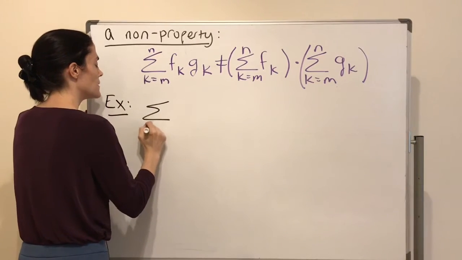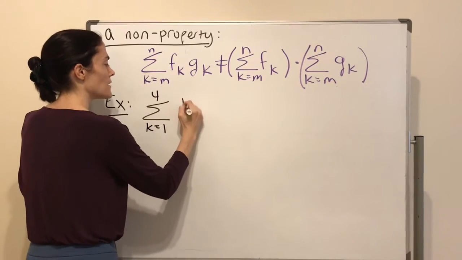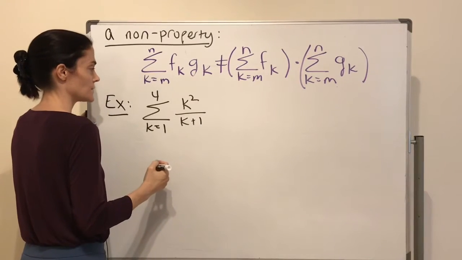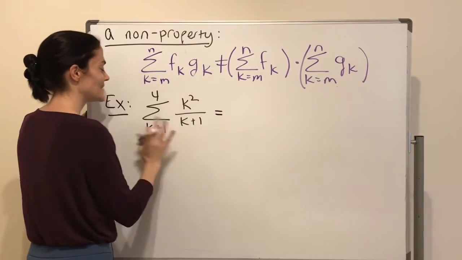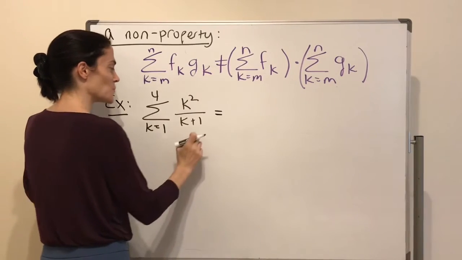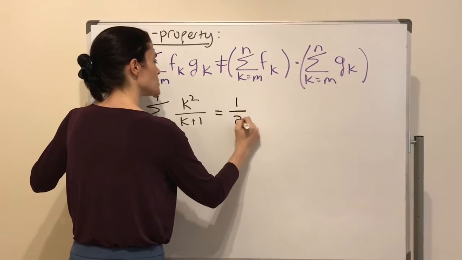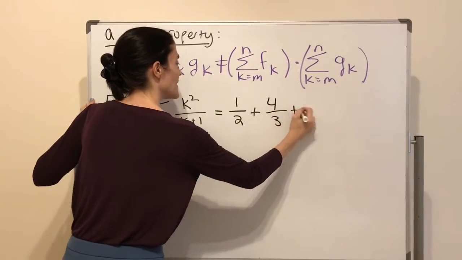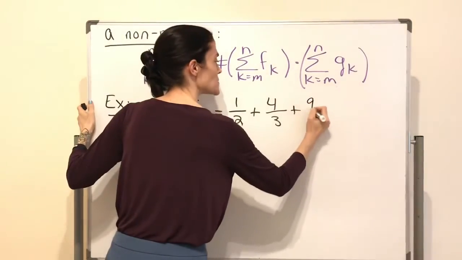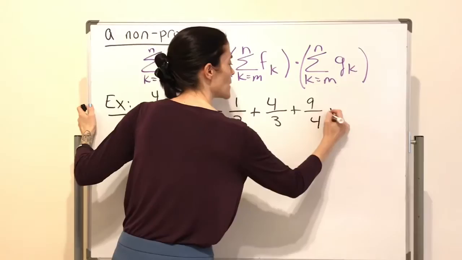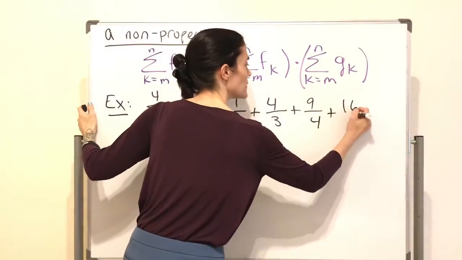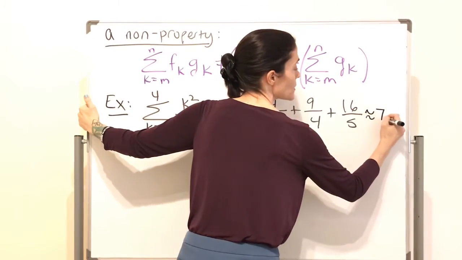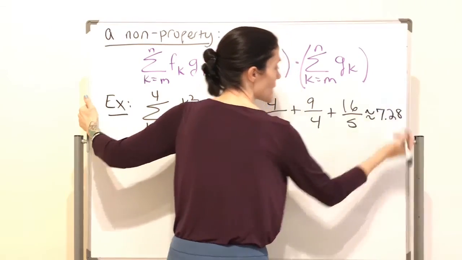Let's take the sum k equals 1 to 4 of k squared over k plus 1. Well, first of all, let's just do this as it is written. When k equals 1, I have 1 squared over 2. When k equals 2, I have 2 squared over 3. When k equals 3, I have 3 squared over 4. And when k equals 4, I have 4 squared over 5. This is approximately 7.28, okay?